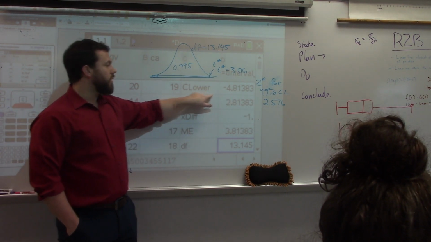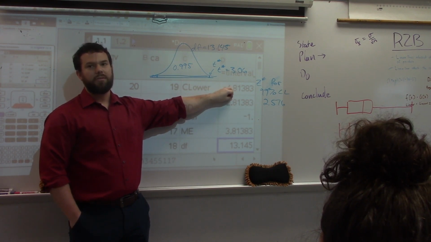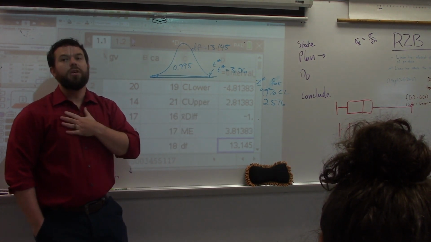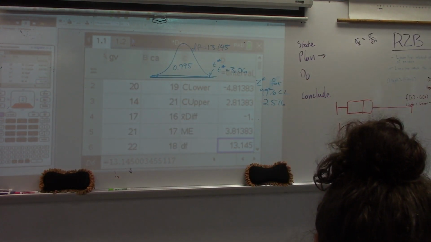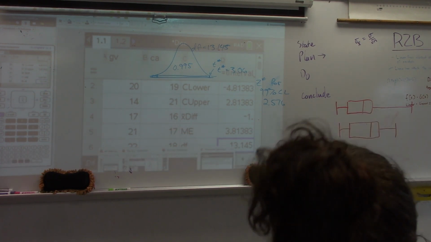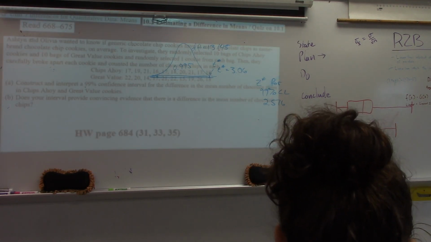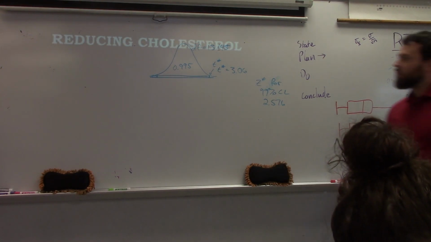The value of 0 is inside this interval, so it is plausible that there's no difference. We don't know for sure, because do we know what the parameter is? No. We are just estimating the parameter. It is plausible that there's a difference of 0. All right. There's some homework associated with that if you need extra practice, and I can answer those questions in class.